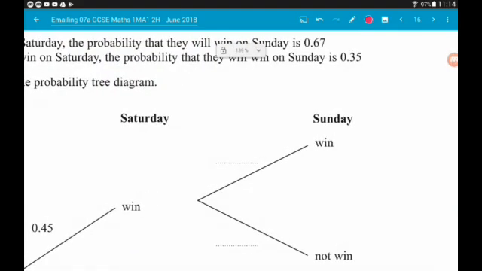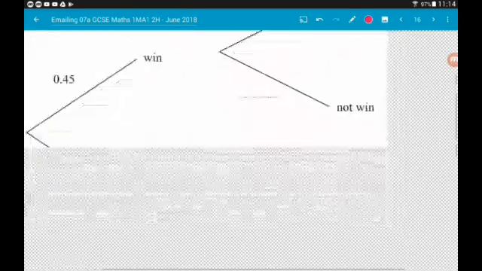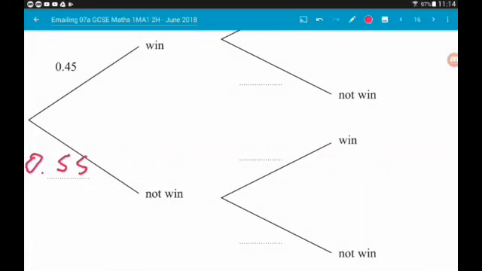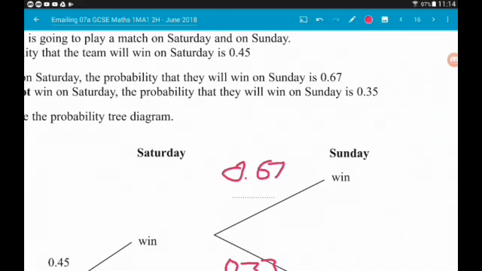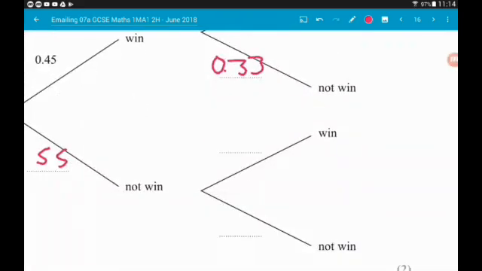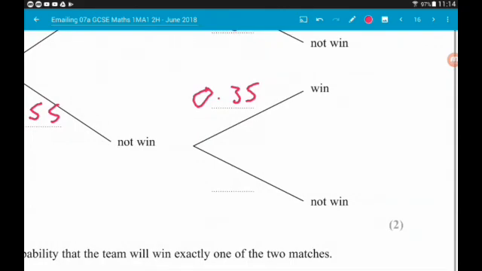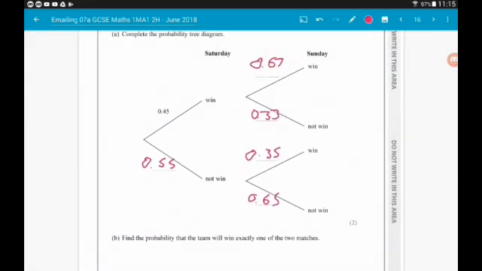So, if they win on Saturday, the probability they will win on Sunday is 0.67. So the probability that they do not win would be 1 minus 0.67, which is 0.33. If they do not win on Saturday, then the probability that they will win on Sunday is 0.35. So 0.35 goes there, and then the probability that they do not win is 1 minus 0.35, which is 0.65. So that is our completed tree diagram.